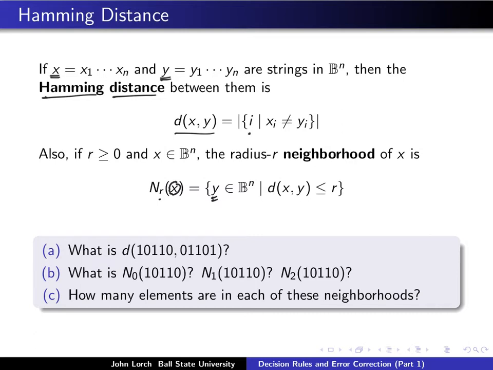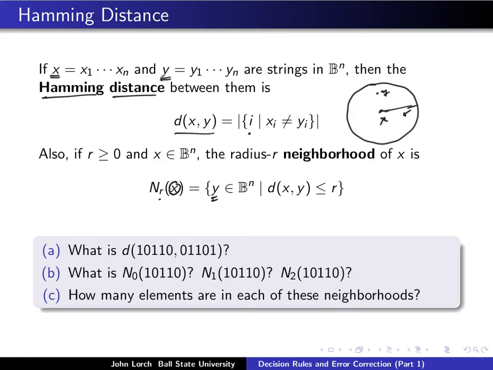So if you want to sort of picture this in Euclidean terms, you can think about x as this string, and then this neighborhood is all of the strings that are of distance r or less from x.